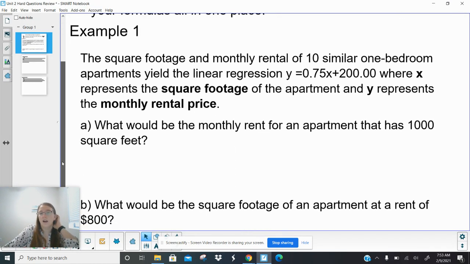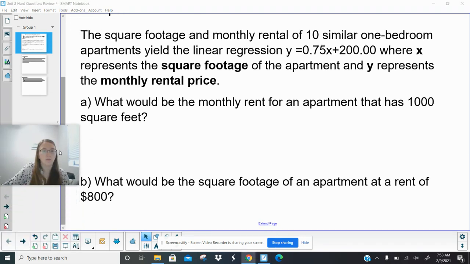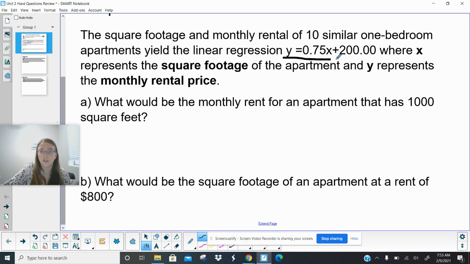So example one. The reason why I call this one a hard problem is because there's two possibilities. You're going to be given an equation that relates how big an apartment is, the square footage, to how much it costs for rent. If we were to plot these, we could get a line that would tell us that as the square footage increases, so does the rent.